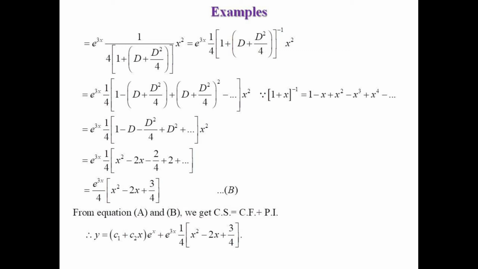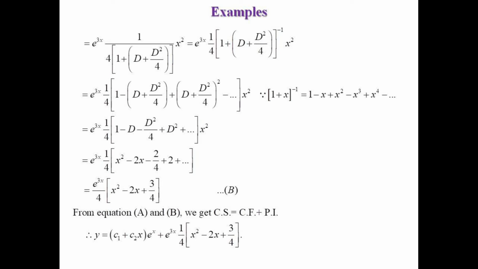So if we arrange this equation according to the decreasing power of x, then we get the next step as e raised to 3x upon 4, then x square minus 2x. Collecting all constant terms together, we get plus 3 by 4. So this is the value of the particular integral of the equation. We denote this particular integral by equation B. So from equation A and B, in equation A we get the value of the complementary function, and in equation B we get the value of the particular integral.